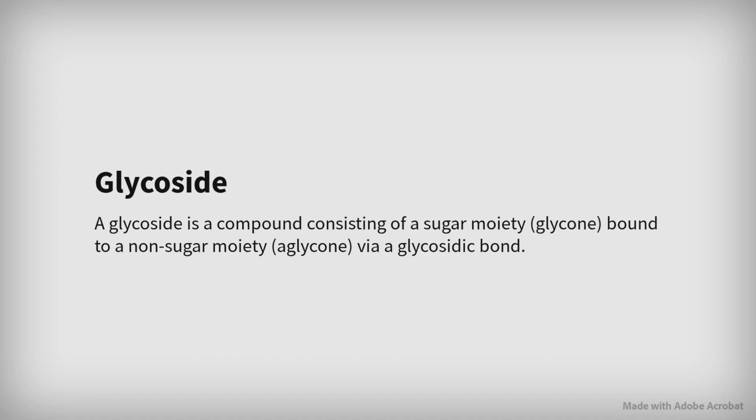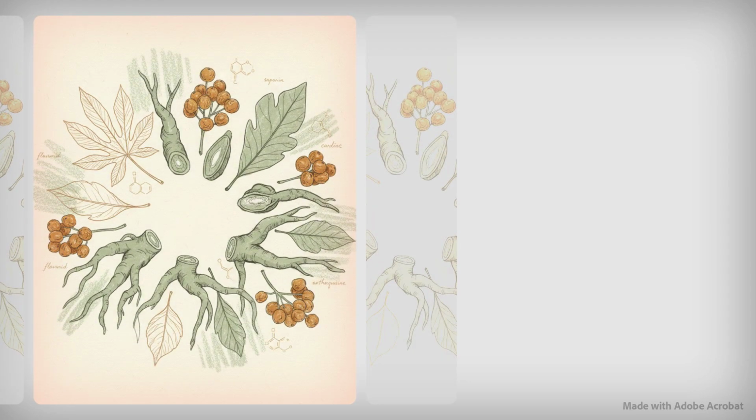This definition is crucial because it highlights the dual nature of glycosides, which underpins their diverse biological activities. Here's how glycosides are classified in plants: saponins, cardiac, cyanogenic, anthraquinone, and several other types, each with distinct chemical features and biological roles. Saponins are triterpenoid or steroidal glycosides known for their soap-like properties.